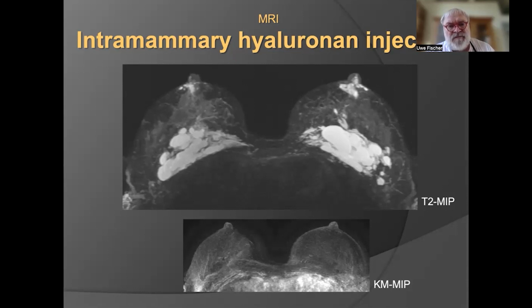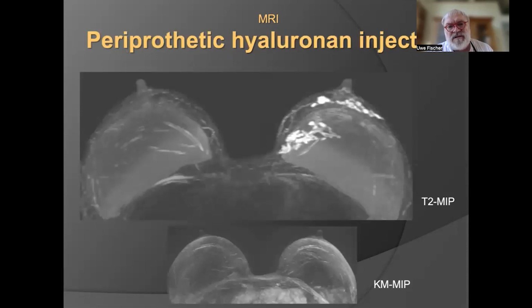There's no reaction from the body to this hyaluronate injection. You can use it, or it's used also in the periphery of implants, as you can see behind the nipple of the breast and in the inner parts of the breast. Even in this situation, there's no enhancement. There's no reaction to this filling.